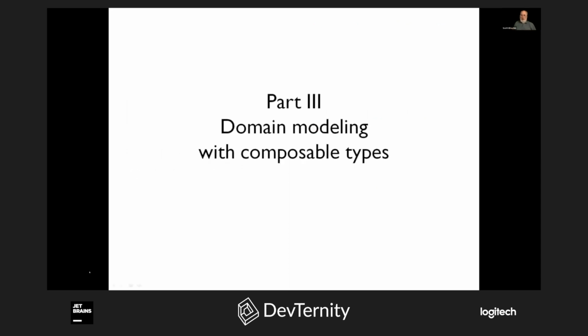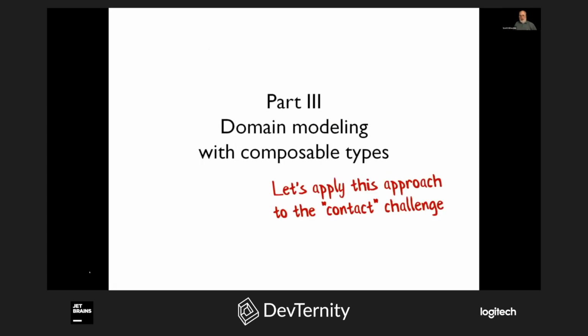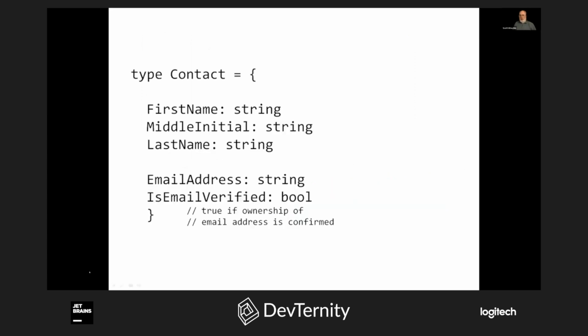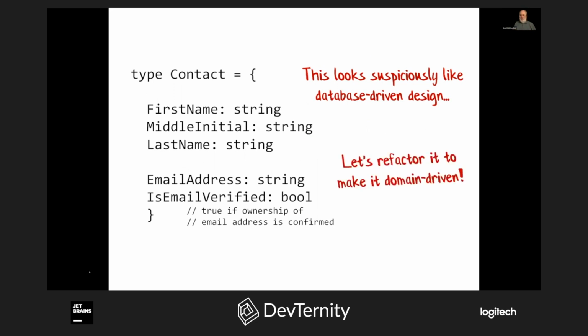Okay, so now let's actually look at how you might do some of these things. So let's apply this to the contact challenge we just did, and let's see if we can fix it. So the first thing we have here is we have this very simple data structure with strings and ints and bools and whatever. This looks awfully like a database table. This looks like database-driven design, which is fine. And when you put it in a database, you might want to have a look like this, but this is not domain-driven design. This is database-driven design. So let's turn it into domain-driven design, okay?